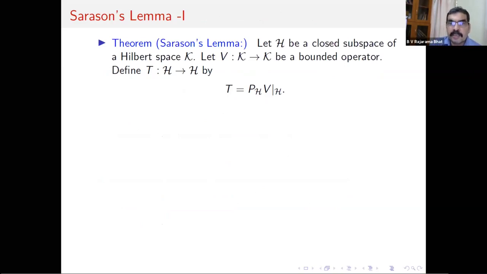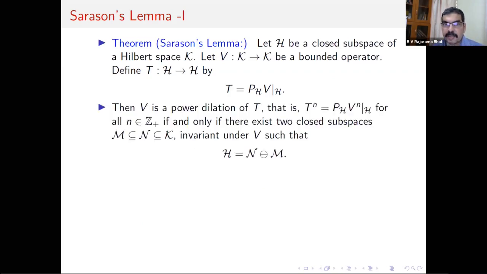Okay, what is Sarason's lemma? We see that when you dilate a contraction T, you get an isometry V, which leaves H co-invariant, and all the powers of V restricted back give you powers of T. So the question asked here: you start with V and look at a compression to a subspace. When do the powers of V compressed give you the powers of T? The powers are respected when you take the compression.